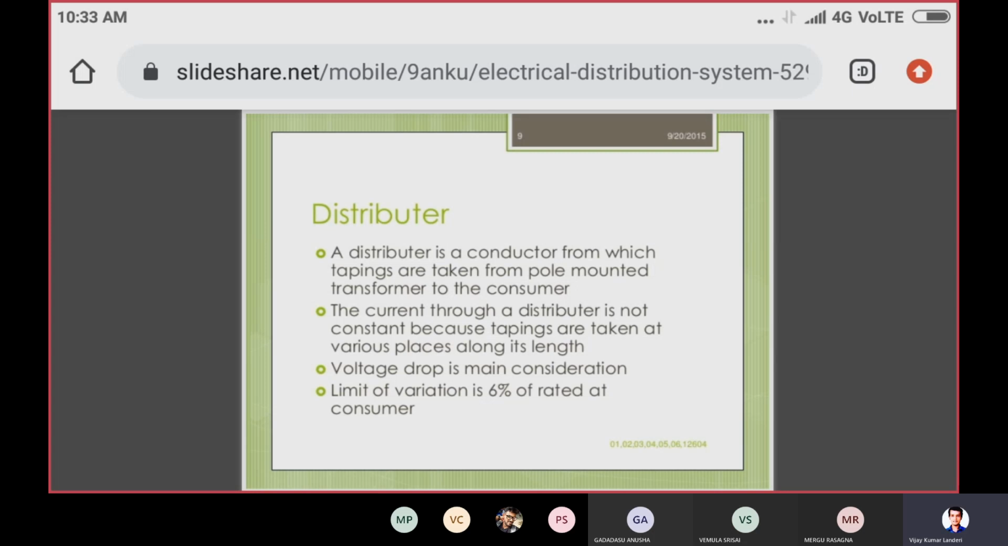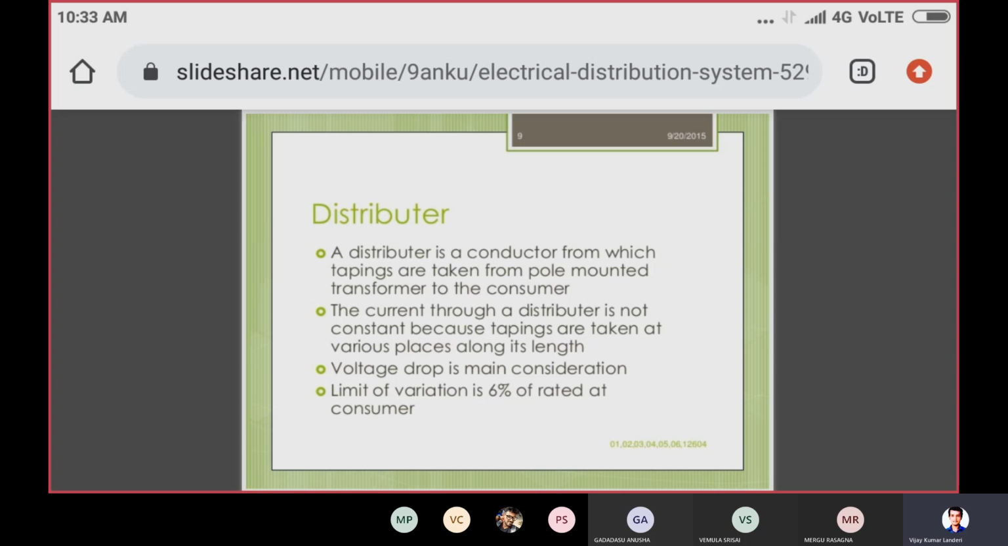The current through the distributor is not constant, because tappings are taken from various places along its length. Whenever we go for tappings, the current is not maintained as a constant. So here, voltage drop is the main consideration. In the case of the distributor, voltage drop is the main consideration.